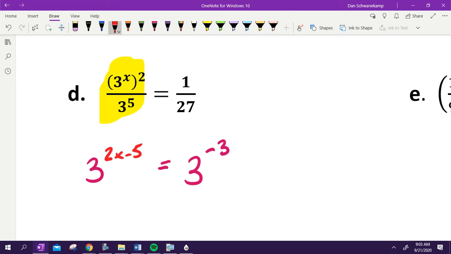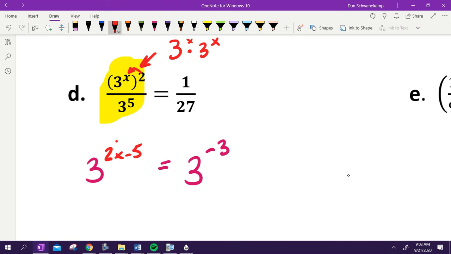Good stuff. Understand why. Okay, this kind of threw us off in first period. This is 3 to the x times 3 to the x. That is what 3 to the x squared means. So what am I going to do with the exponents if I am multiplying them together? Adding. Or in other words, I'm raising it to a power. It's just 2 times x. That's where the 2x comes from. Then I'm dividing by 3 to the 5th.